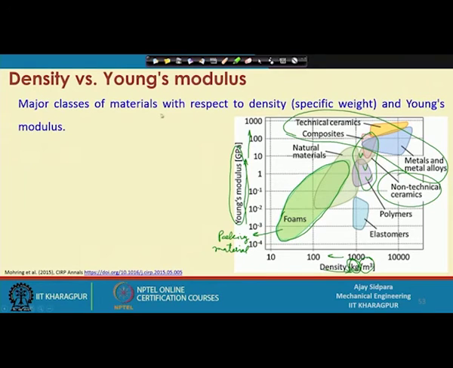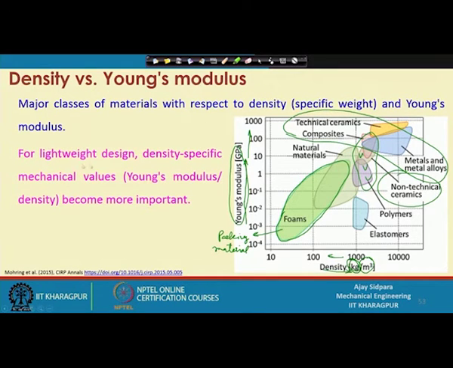So, the major classes of material with respect to density, specific weight and Young's modulus are shown here. We need a lightweight design also, because many times when you are doing machining on a very small scale, you need frequent travel in a to and fro direction. If your workpiece material is very large, or all the guideways and slideways are very heavy, then quick movement is difficult.